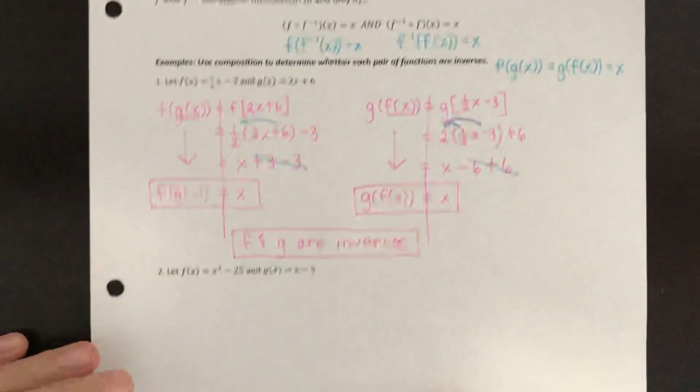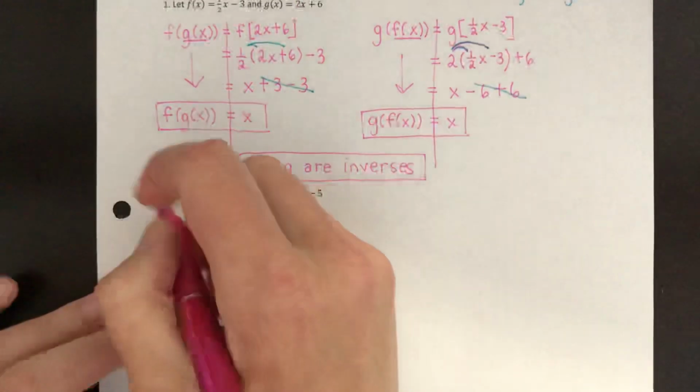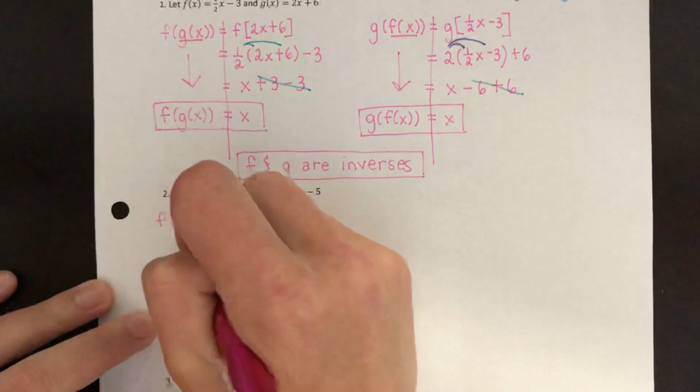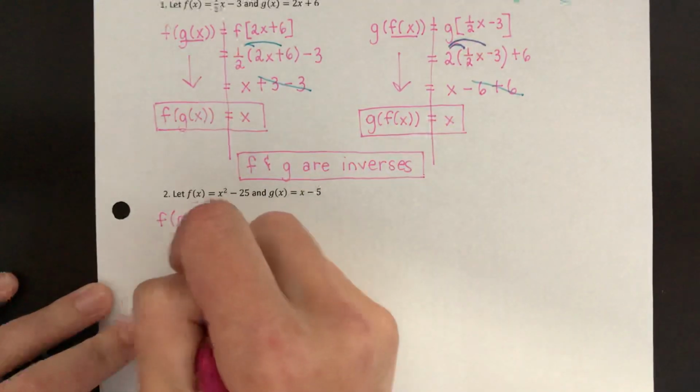All right, let's move on to the next example. So are these two guys inverses of each other? Let's see. So let's first compute f of g of x. And again, it doesn't matter if you do this first or the other one first.